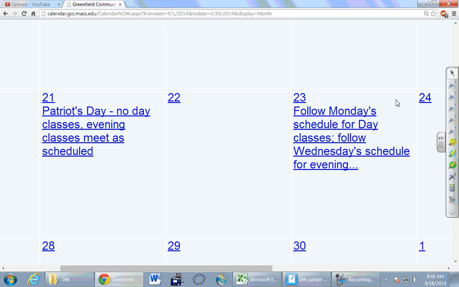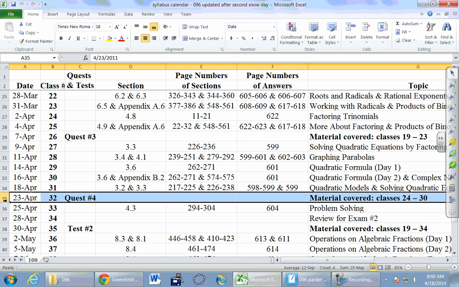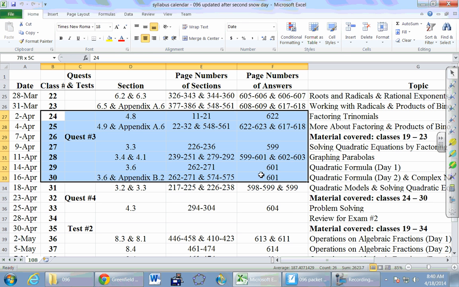It won't affect us, but Wednesday follows a Monday schedule during the day. So you treat Wednesday during the day like it's a Monday. Any questions on the calendar? Okay, and on that Wednesday, which is like a Monday, we have our fourth quest. And again, the quest is on classes 24 to 30, which is all the stuff up to but not including today. All right, so the stuff we do today with word problems is not on the quest.